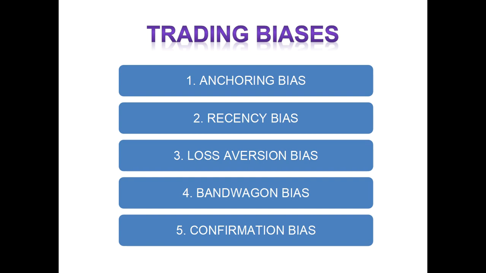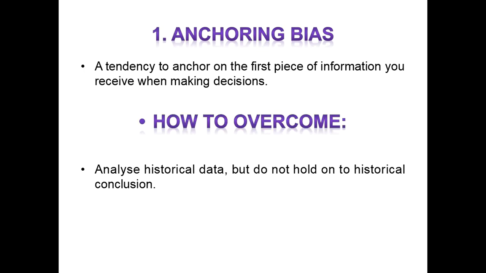So let's look at some of the trading biases that can be encountered by people who generally trade in the stock market. First is the anchoring bias, then recency bias, the loss aversion bias, bandwagon bias, and confirmation bias. So let's look at anchoring bias first. This is a tendency to anchor on the first piece of information you receive when making a decision. One way to overcome this kind of bias is to analyze the historical data but not hold on to the historical conclusion. Instead, you research more and make a decision based on all the facts.